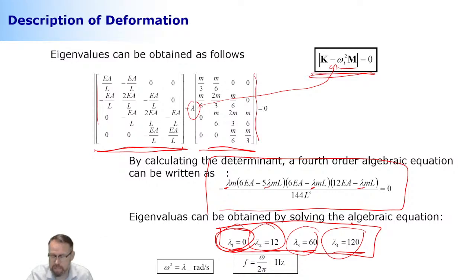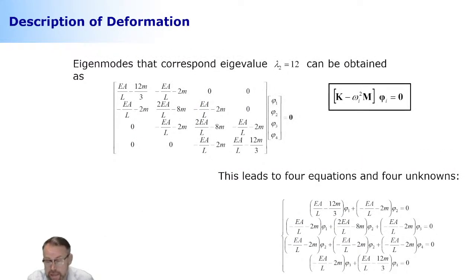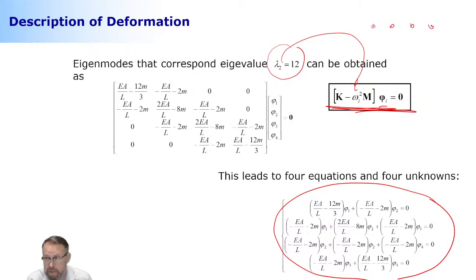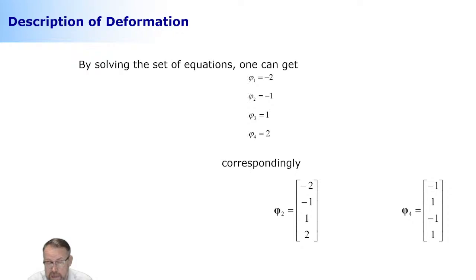How can I see what kind of deformation? Well, again, I can take each of these values, substitute into this equation, and look at the way they can deform. I can put 12 here, and then it gives me 4 equations, 4 unknowns. The 4 unknowns will be these 4 nodal locations. How are they moving with respect to each other? And if I solve for value 12, I'm going to get these ones.